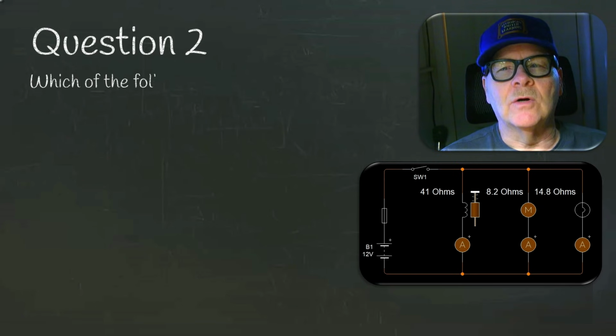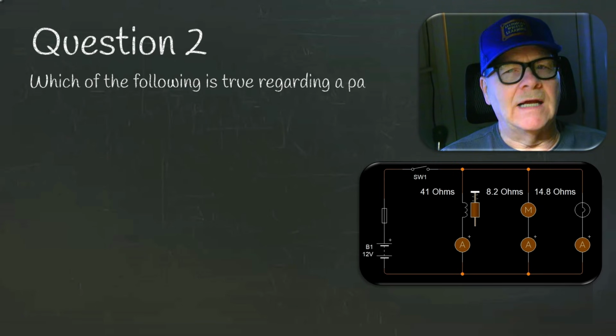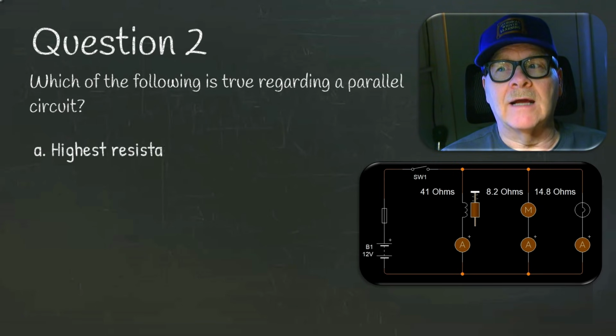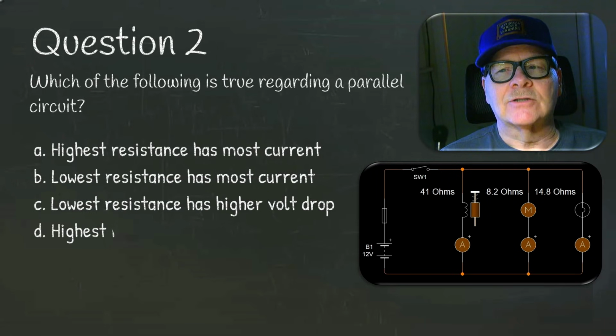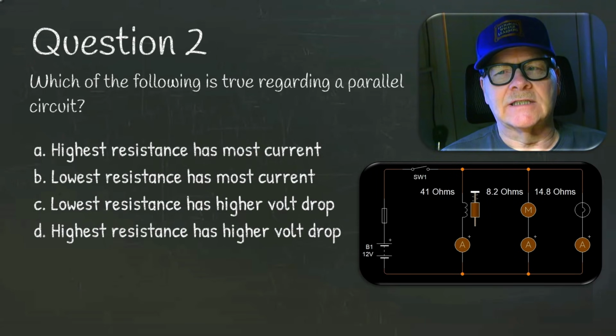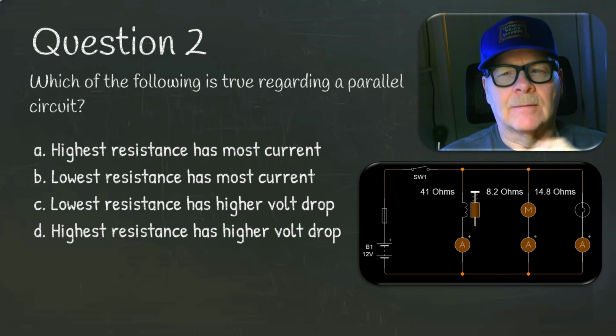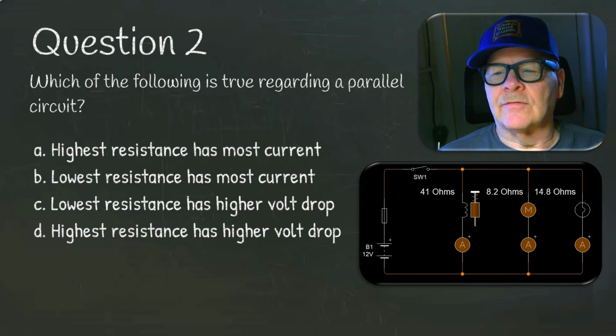Question number 2, which of the following is true regarding a parallel circuit? The highest resistance has the most current, the lowest resistance has the most current, the lowest resistance has higher voltage drop, the highest resistance has higher voltage drop. Okay, and there's an example of the circuit right here that I was talking about.